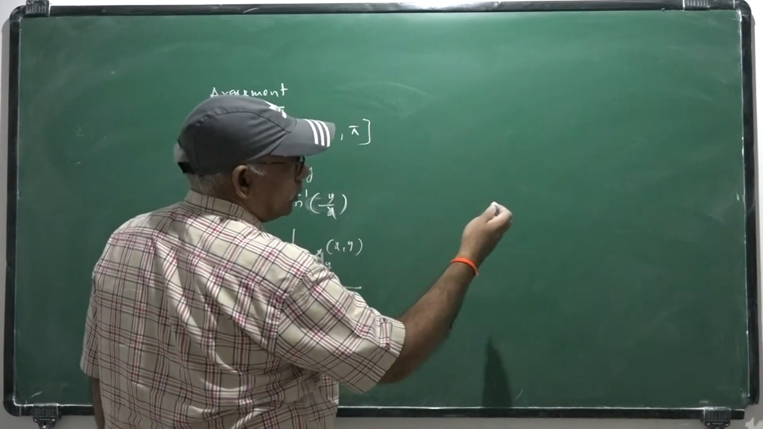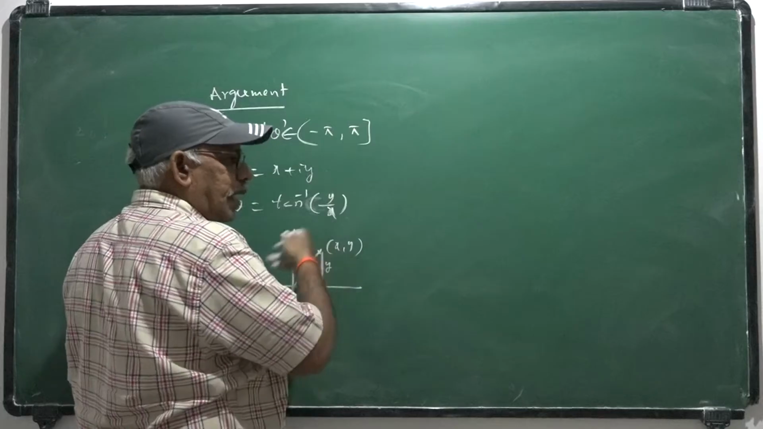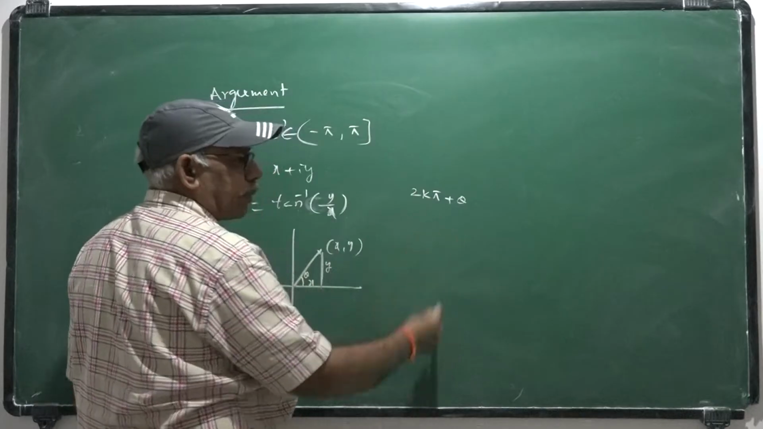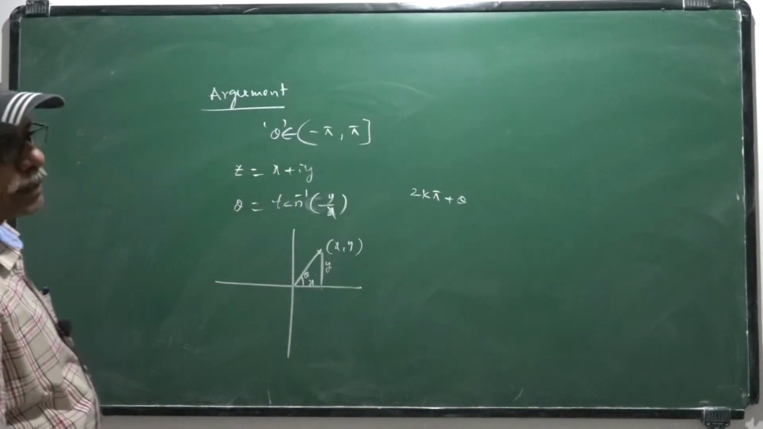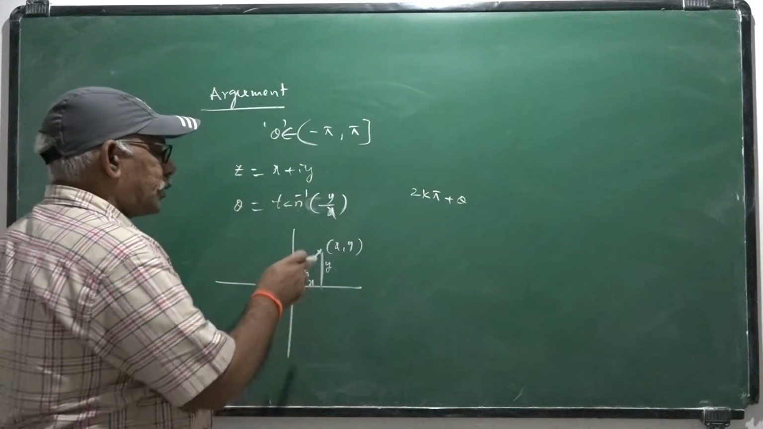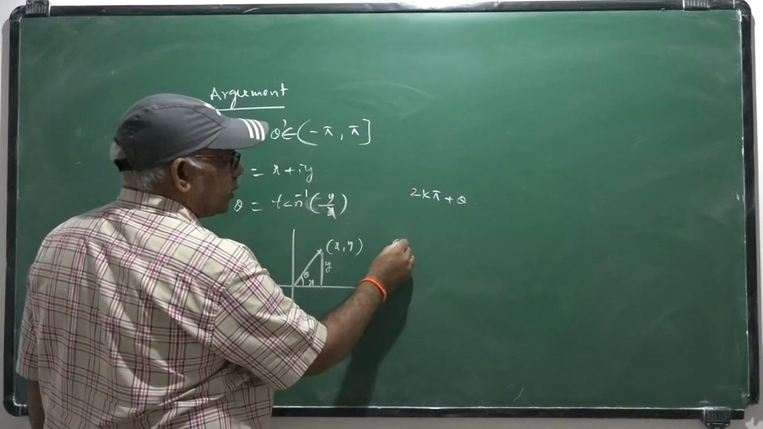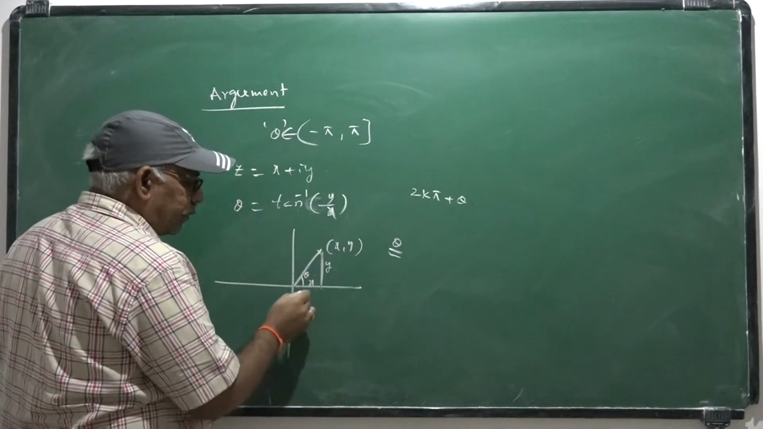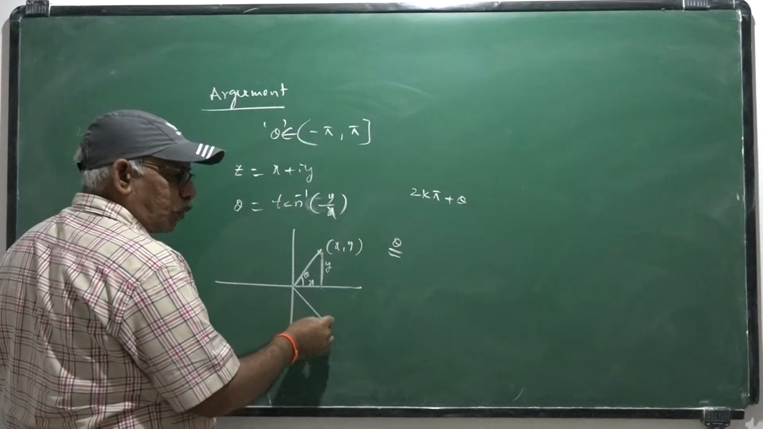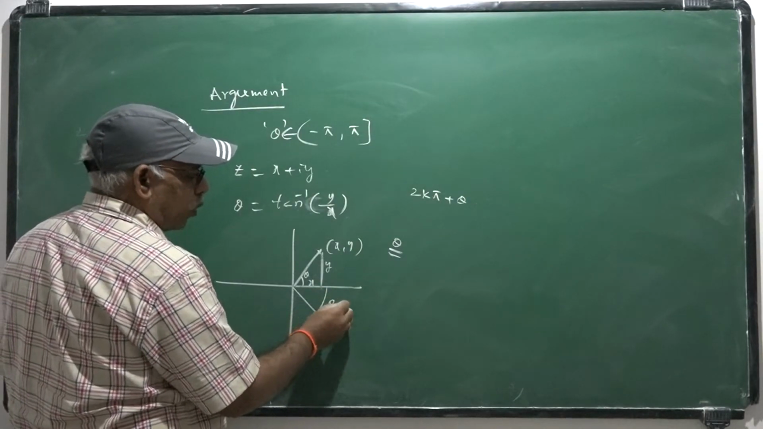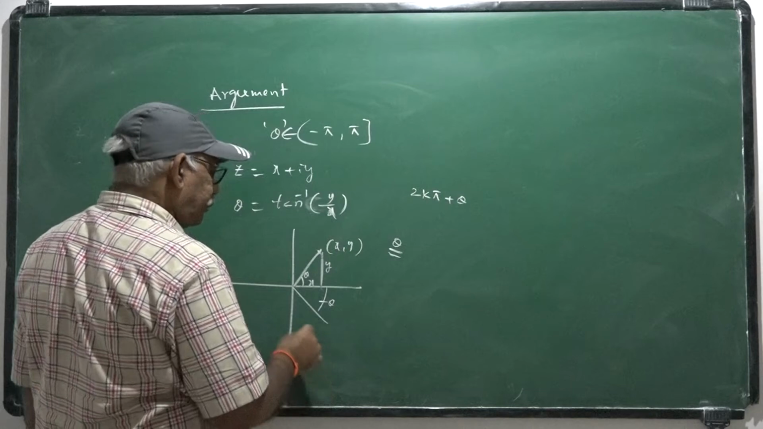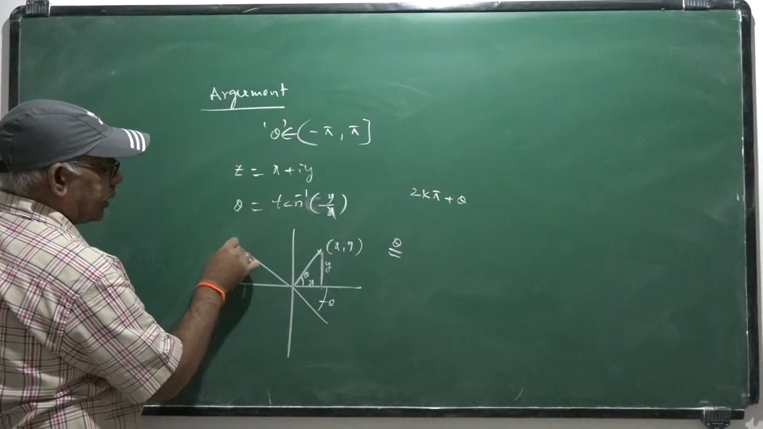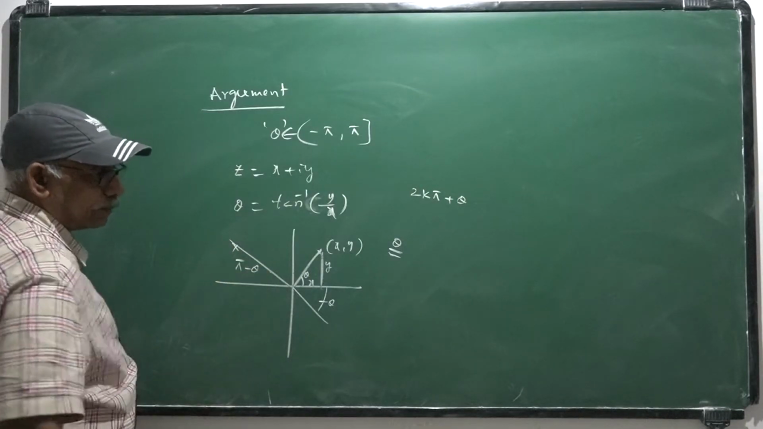Of course, the general argument is taking 2n pi. The same angle may be represented by 2k pi plus theta, where k is an integer. So, suppose z lies in the first quadrant. The principal argument is theta. If z lies in the fourth quadrant, the principal argument is minus theta. If z lies in the second quadrant, the principal argument is pi minus theta.